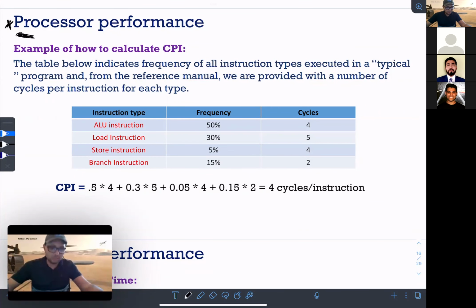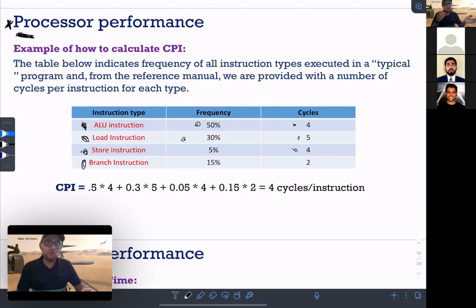That's a question, right? You have a table in front of you of a program running. This program has some instructions running, such as ALU, load, store, and branching. In the whole program, 50% was instructions talking to the ALU, and every single one takes 4 cycles. For the load, 30% of the whole program was loading data from memory, and every load takes 5 cycles. The store into memory is 5% of the program, and it takes 4 cycles.